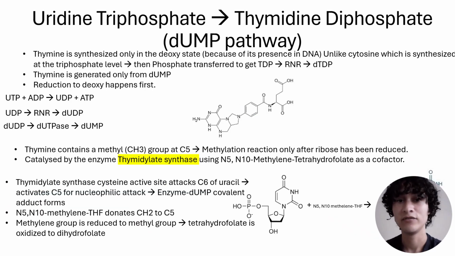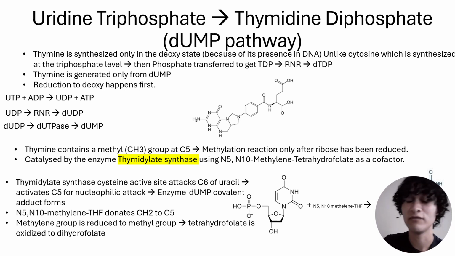Now, thymidine diphosphate synthesis is slightly different to the previous cytidine triphosphate synthesis, because thymidine synthesis happens using the dUMP pathway, or the deoxyuridine monophosphate pathway. So uridine diphosphate must undergo a change of the sugar to a deoxyribose sugar. Ribonucleotide reductase will work at the diphosphate level with uridine diphosphate to give you deoxyuridine diphosphate, and then another phosphate group is removed to give you deoxyuridine monophosphate.